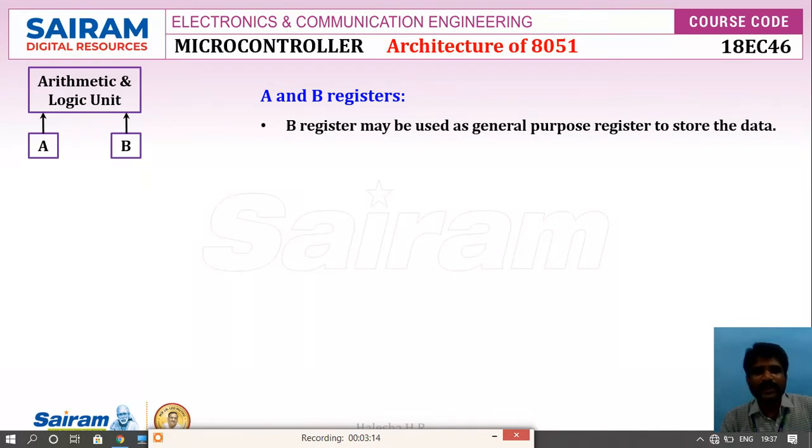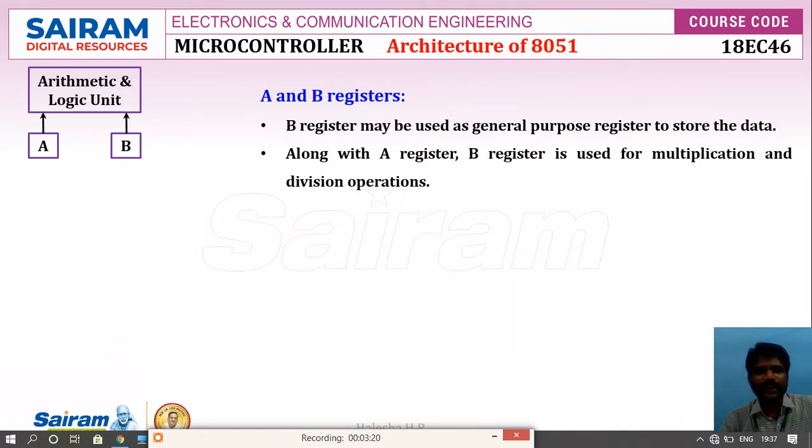And the B register can be used as a general purpose register to store data, and specifically along with the A register, the B register is used for multiplication and division operations. That means the B register holds the second operand of A in multiplication and division operations. Also it holds the result. This is the specific application of the B register.